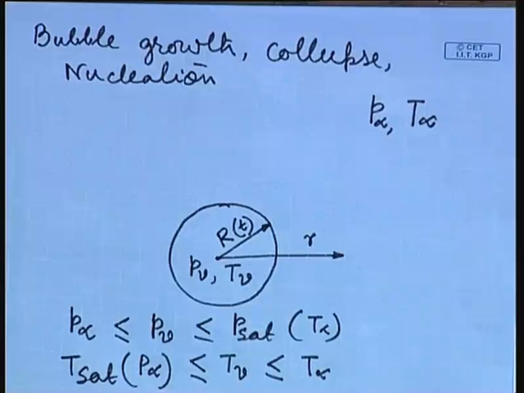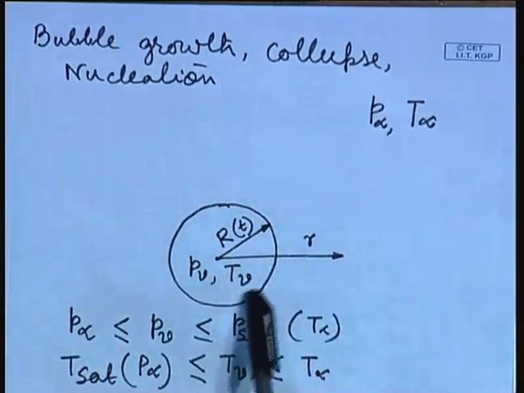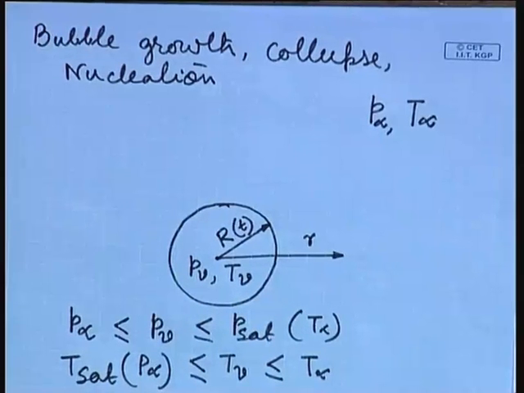Bubble growth can take place only if the temperature T infinity, which I have shown is far from the bubble, is more than the temperature inside the bubble T v and more than the temperature T sat, which should generally be at the interface. So, bubble nucleation and growth can take place if we consider a very large bulk of liquid whose temperature is T infinity and that is more than the saturation temperature.